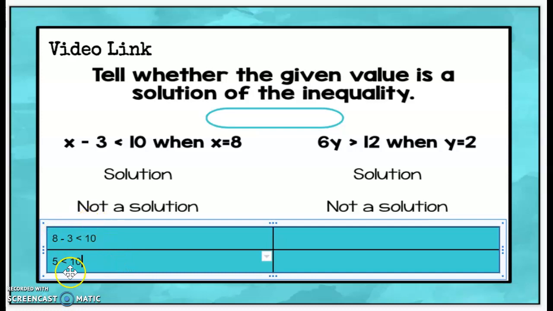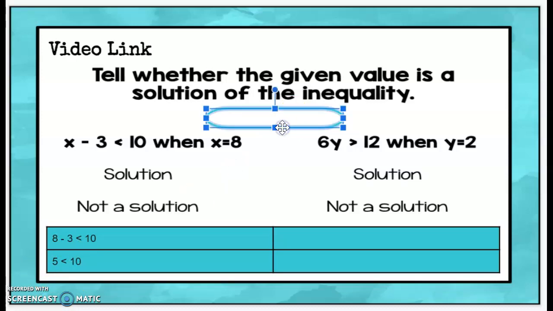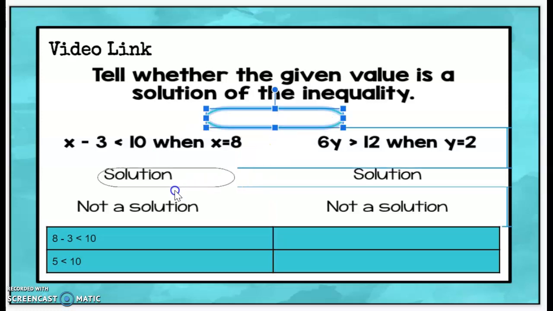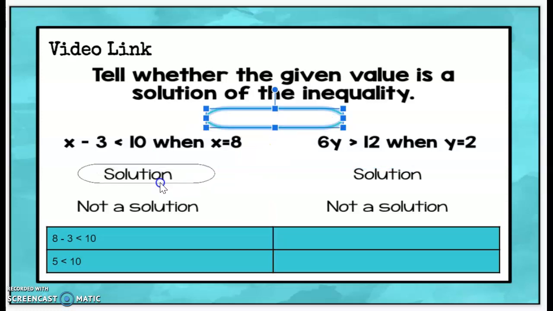We're going to bring down the less than and the 10, and we're going to look at this right here. Is 5 less than 10? Well, it is. So we're going to come up here. We're going to take this little circle, and we're going to say that is a solution, meaning that statement right here, this expression, this inequality is correct. So x minus 3 is less than 10 when x equals 8 is correct.